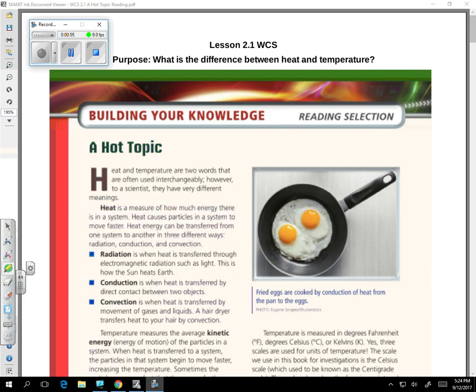So if you notice, there is a bolded word there. Usually if they're bolded words, we're going to circle it because it's a vocabulary word. And then I need you to underline, heat is a measure of how much energy there is in a system. Heat causes particles in a system to move faster. Usually after we underline, we need to write in the margins. In the margin, I need you to write, heat is how much energy there is.